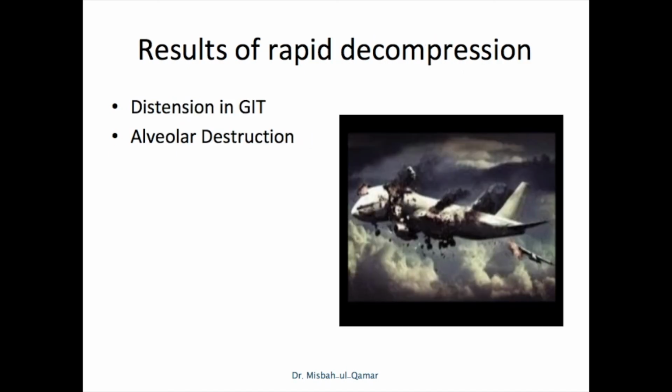The results of this rapid decompression could be painful distension of stomach and intestine, destruction of alveoli, tissue damage in paranasal sinuses. All these signs mimic that of decompression sickness, which I will teach you later.